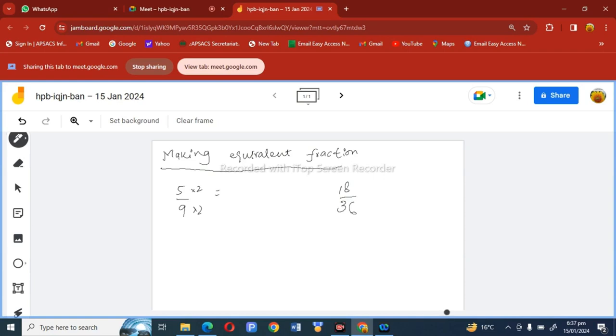Okay, so 2 times 5 is 10 and 2 times 9 is 18. So this is your equivalent fraction of 5 by 9. Now in the second case, you can see that 18 and 36 can be simplified. They can be reduced to the simple fraction.